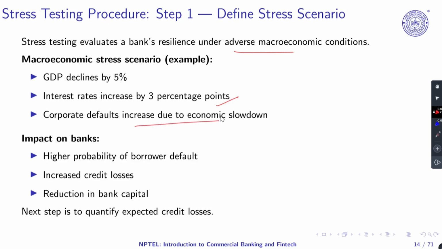Corporate defaults increase due to economic slowdown. Their sales have come down, so because of that, they are not able to pay. Their interest coverage ratio has come down, and this may create trouble, right? So these are the expected situations.